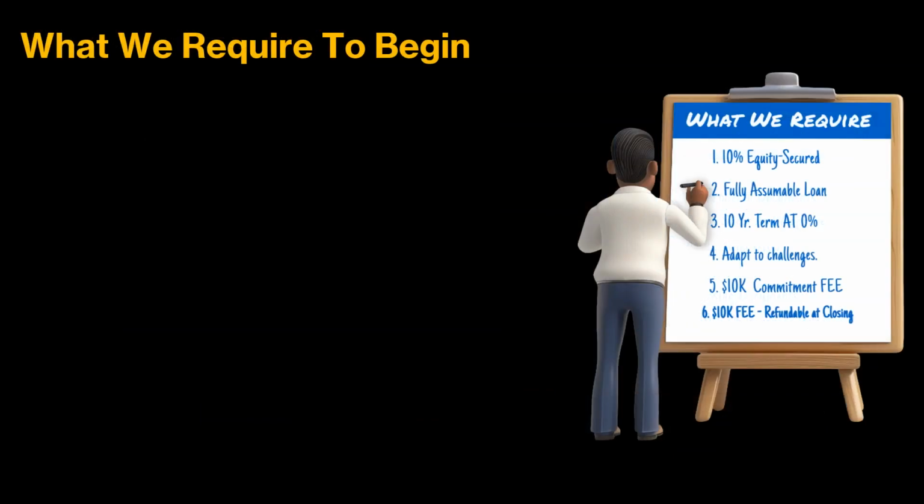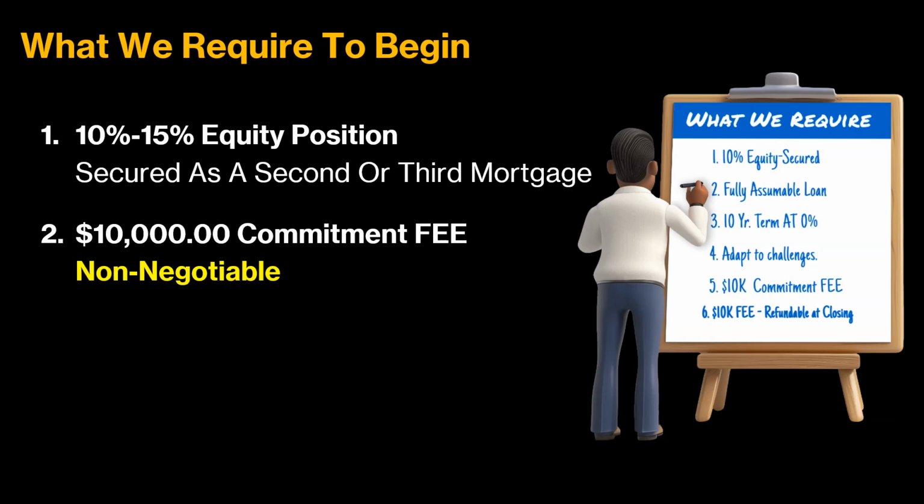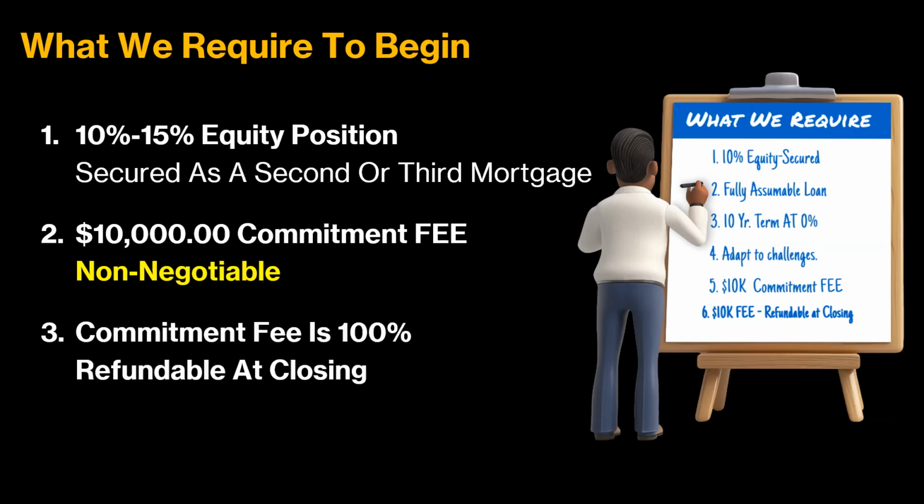That's the game. And what we receive and require, well, we want a 10% secure equity position in this property. Say it's $1 million, 10% is $100,000. All right? My loan on this property is fully assumable. It's a 10-year term at 0 interest. You can't borrow money at 0 interest. I can adapt to challenges and adjust the numbers because of what I know. And I require a $10,000 commitment fee that's non-negotiable, but it's 100% refundable at closing.